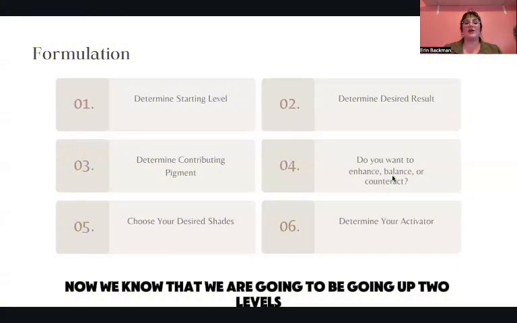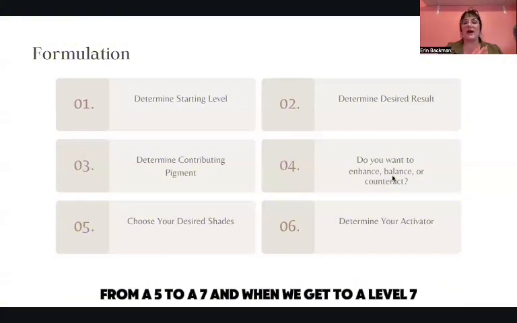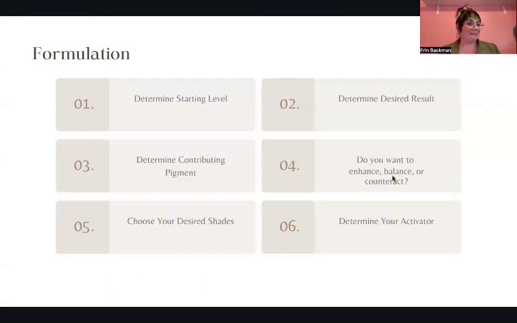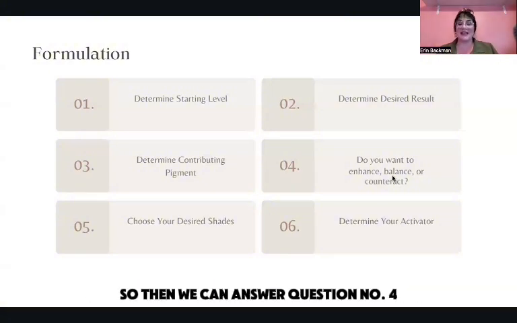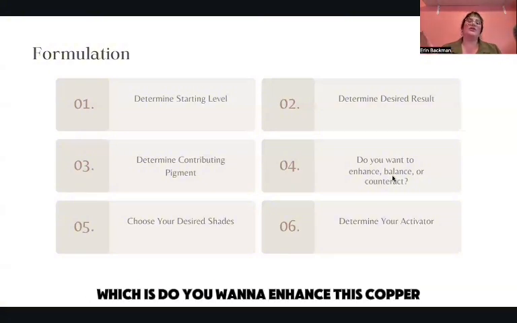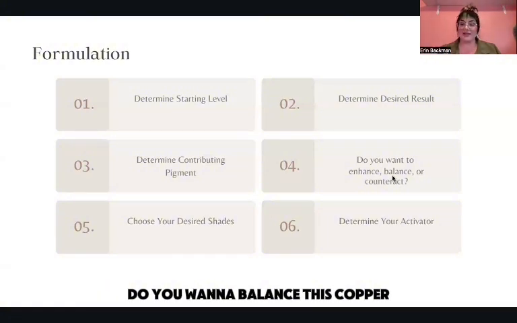Now we know that we are going to be going up 2 levels from a 5 to a 7. And when we get to a level 7, the contributing pigment is going to be, I hope that you yelled out, orange. So level 7, we're going to see orange or copper in the hair. So then we can answer question number 4, which is, do you want to enhance this copper? Do you want to balance this copper, or do you want to counteract it?